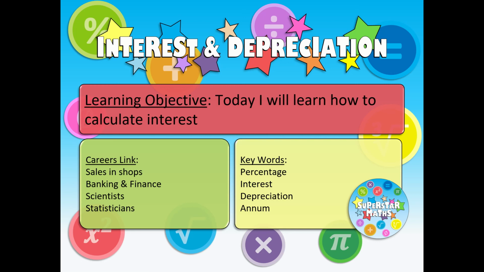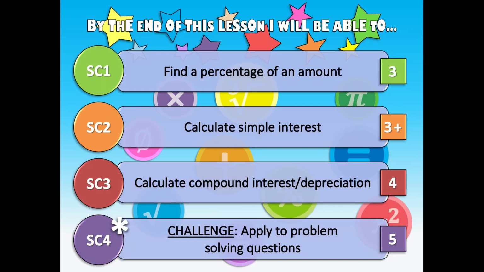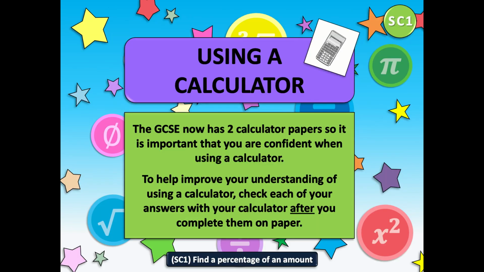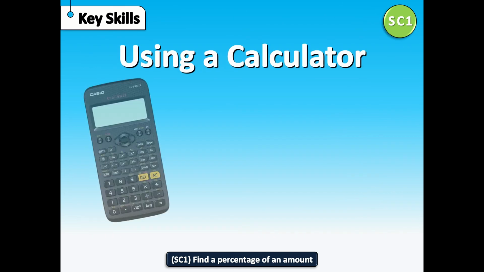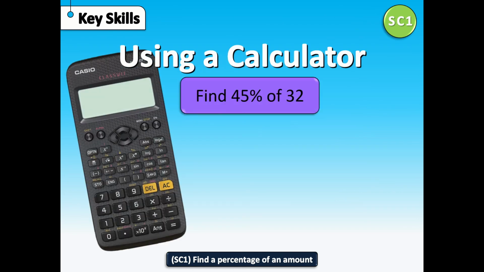Hi guys, welcome back. Today we are learning about interest and depreciation. We've got 4 success criteria, and the first one is to find a percentage of an amount. So using a calculator, we can find a percentage of an amount.